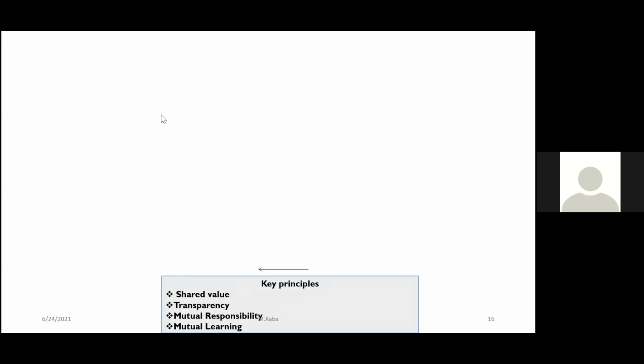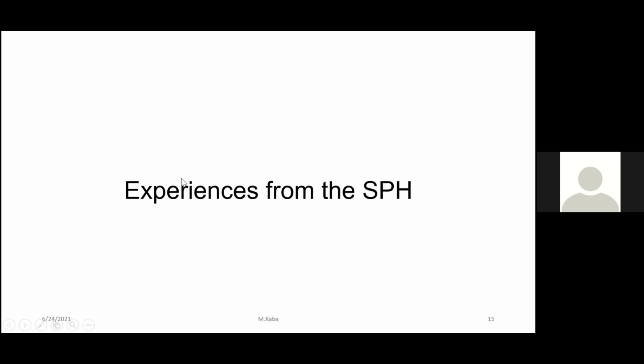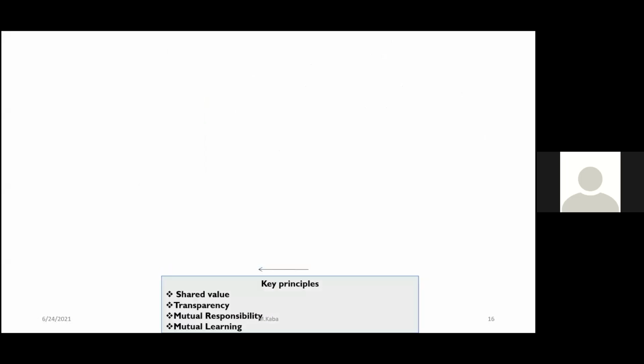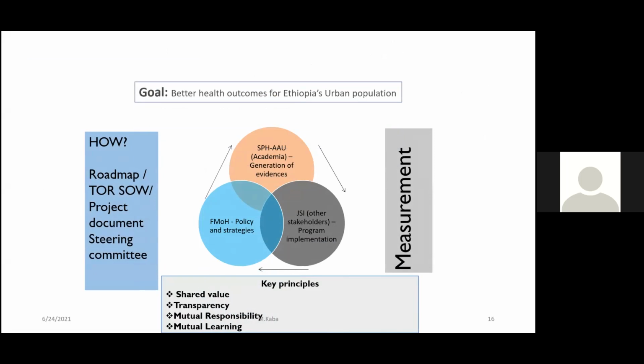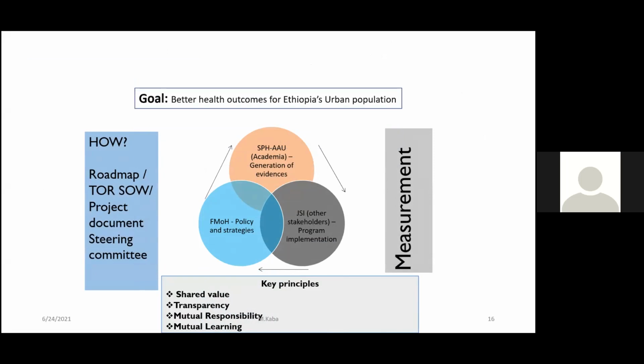So what are the experiences that we have now with the USAID project? What we've seen is that we have agreed with JSI, USAID, and the Ministry of Health to work toward better health outcomes for Ethiopia's urban population.